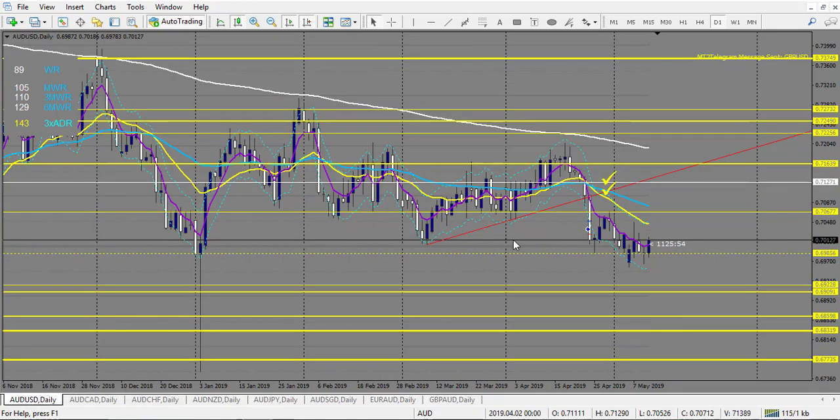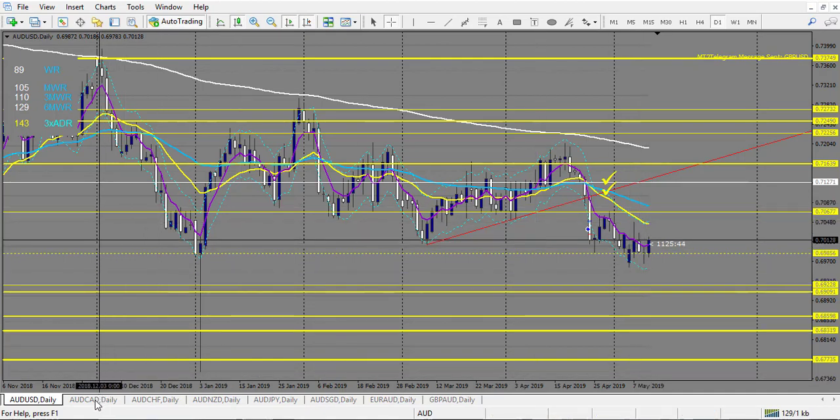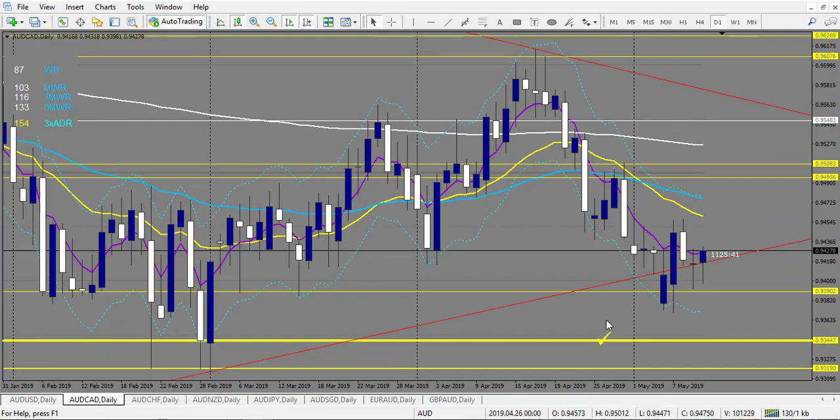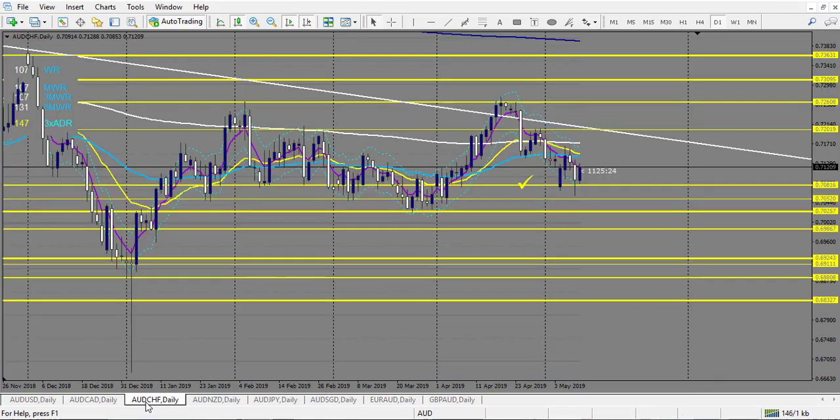So those are my lines. Monday was right here, and as you can see nothing touched. It was outside the envelope, but I have no level here, so I didn't take any trade. So for us, AUD USD, no trade. Now we have AUD CAD. AUD CAD touched the envelope exactly on Monday, and my level was a little above, inside the envelope, so we wouldn't have taken a trade right here either.